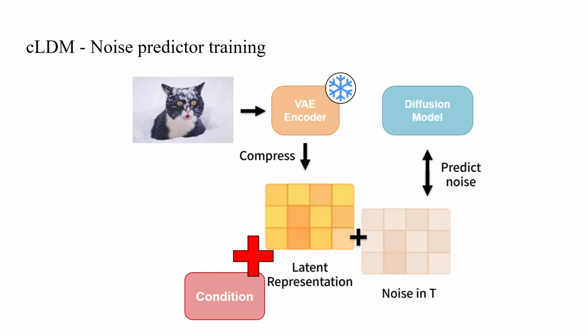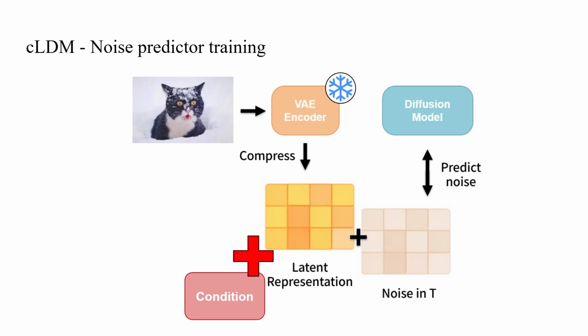After training the VAE, we train a noise predictor. In this stage, the VAE encoder is usually frozen. We use it to convert images into latent representations. Then we add random Gaussian noise to the latent feature at a random time step.